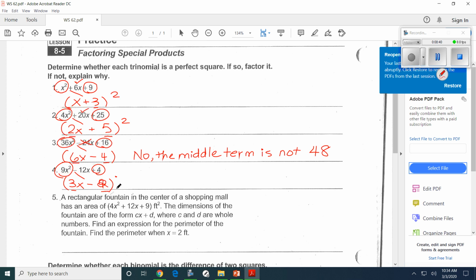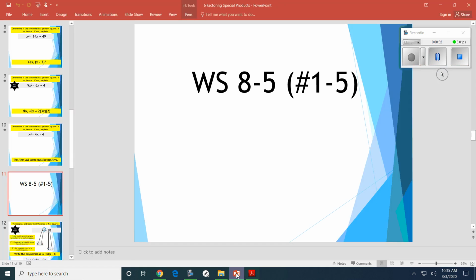The square root of 4 is 2. 3 times 2 is 6. When you double it, it is 12. It does check. So it is 3x minus 2 squared. So that's just a little more practice there on that.